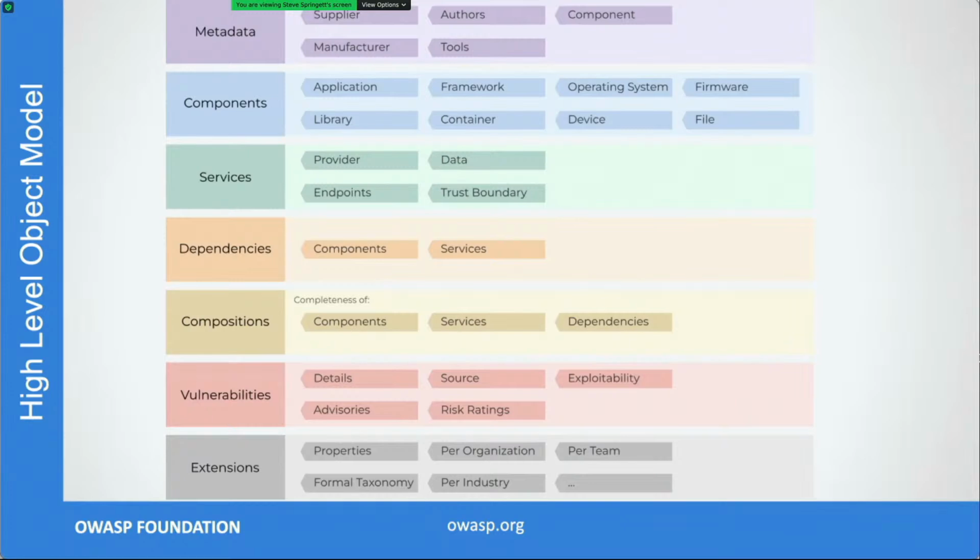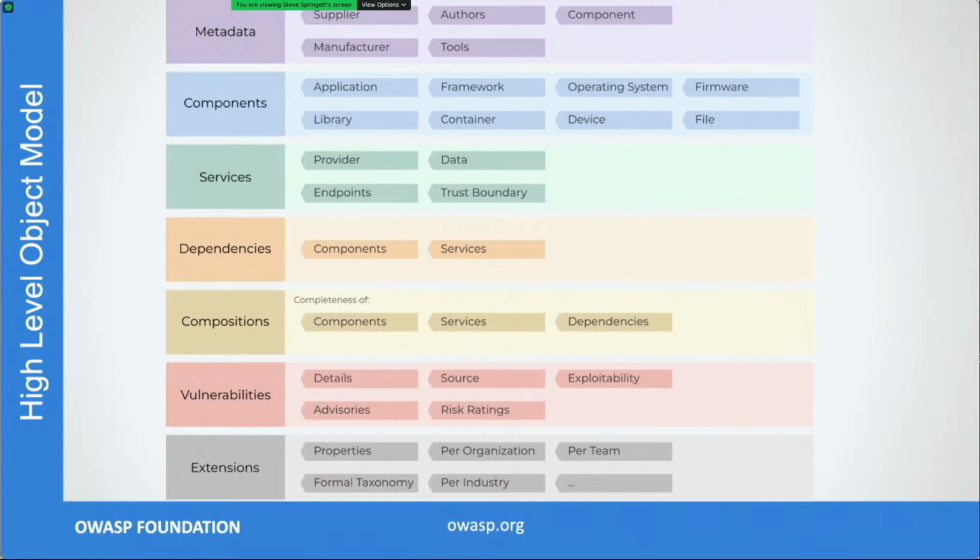In the blue, we can describe things like applications and frameworks and libraries, containers, devices, firmware, etc. We can describe the services and the endpoints, trust boundary traversals. We can also describe the type of data, the data classification, and the directional flow of data between component and service or between services. We can describe the dependency relationships. If one component depends on something else, no matter if it's a software component or hardware component or a service, we can describe those relationships as well.